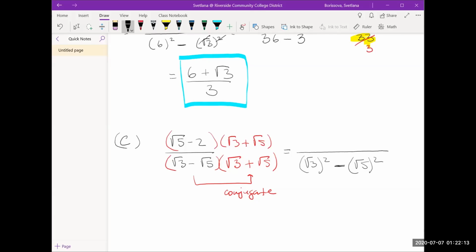Now in the numerator, I'm not able to use the shortcut because I don't have conjugates, right? I have square root of 5 minus 2 times square root of 3 plus square root of 5. They're different expressions. The only way I can multiply them is by FOILing. So square root of 5 times each term inside the second parenthesis, and then I move on to minus 2, and I multiply it also by each term inside the second parenthesis. So let's see. Square root of 5 times square root of 3. That's going to be square root of 15.